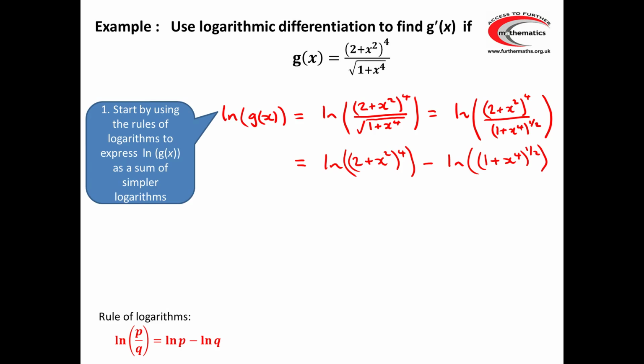And we can use another of the rules of logarithms to do a little bit more simplification. We know that the logarithm of p to the n is the same thing as n times the logarithm of p. So the logarithm of (2 plus x squared) to the power 4 can be replaced by 4 times the logarithm of 2 plus x squared, and the logarithm of (1 plus x to the 4) to the power of half can be replaced by a half of the logarithm of 1 plus x to the 4.